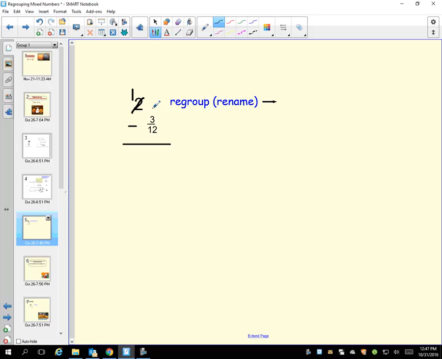But I want my whole to look differently. Well, I want it to look like 12ths. So 1 whole written with a denominator of 12 is 12/12. Do you agree that this is still 2 wholes? Yeah, it is still 2 wholes, but now I can subtract 3/12 from 12/12. And I get 9/12. And then my wholes, 1 whole minus nothing is 1. So the answer is 1 whole and 9/12.